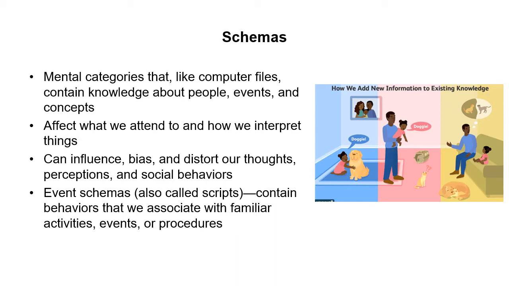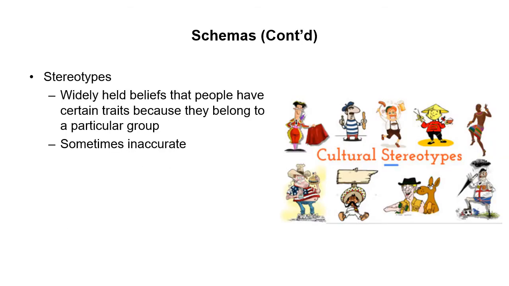But before we get to that, let's talk about some of the big things in schemas that have big influences in very negative ways, and that is stereotypes. Stereotypes are widely held beliefs that people have certain traits because they belong to a particular group. Stereotypes are sometimes accurate. Why do I say that? Because stereotypes aren't all negative. Sometimes they're inaccurate, though, typically the ones that we view as negative in others.